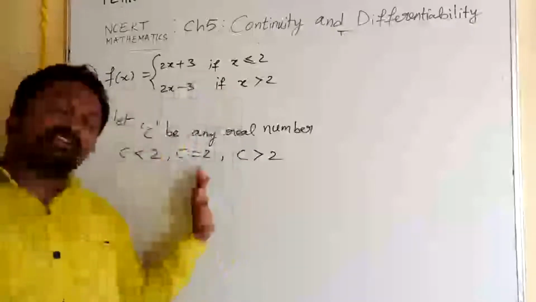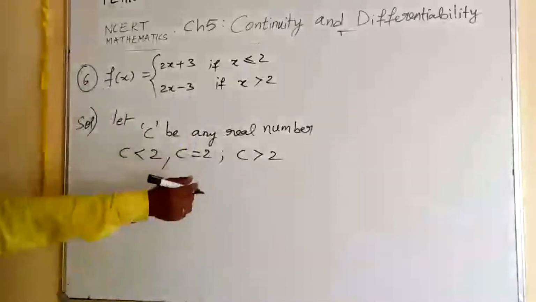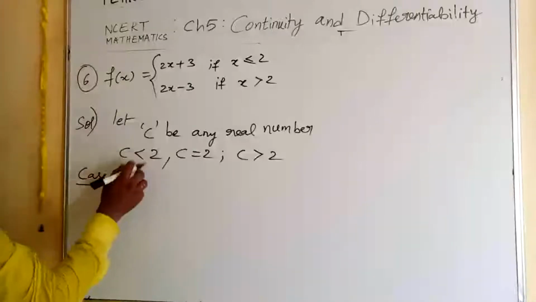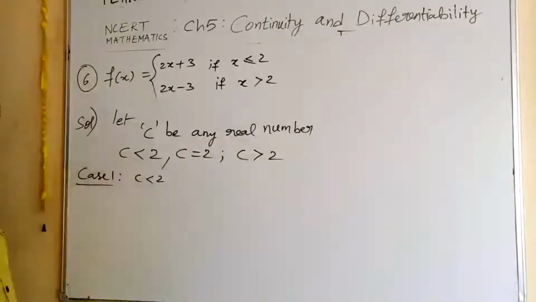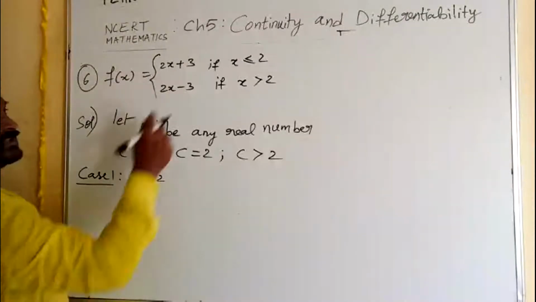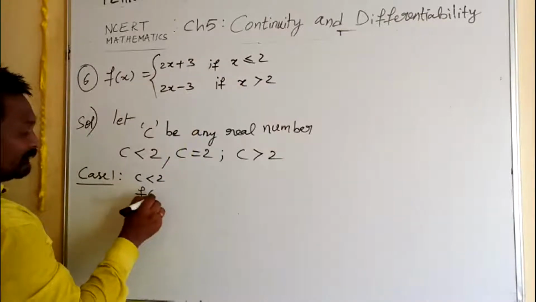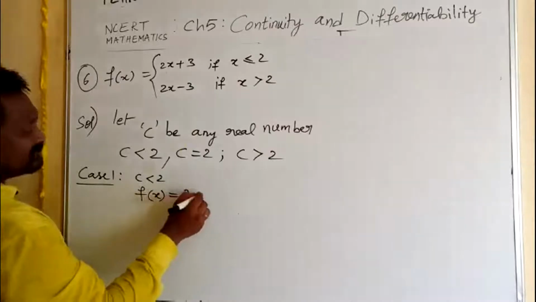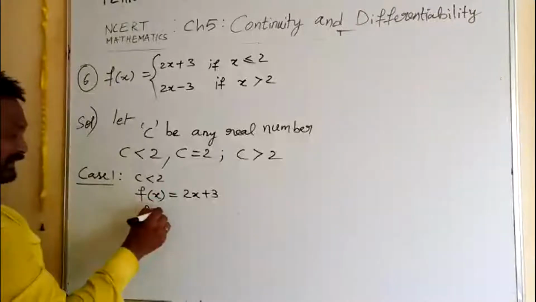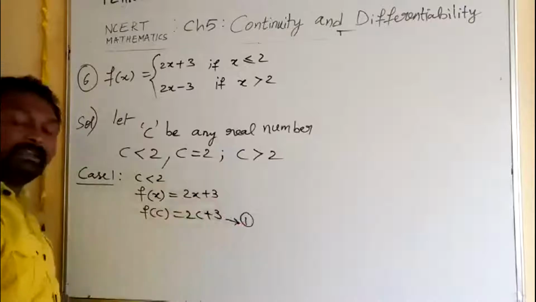To check continuity, first, case number 1: c is less than 2. For that, what is f of x? Less than 2 is nothing but 2x plus 3. So here f of x is equal to 2x plus 3. Then f of c is equal to 2c plus 3. This is equation number 1.